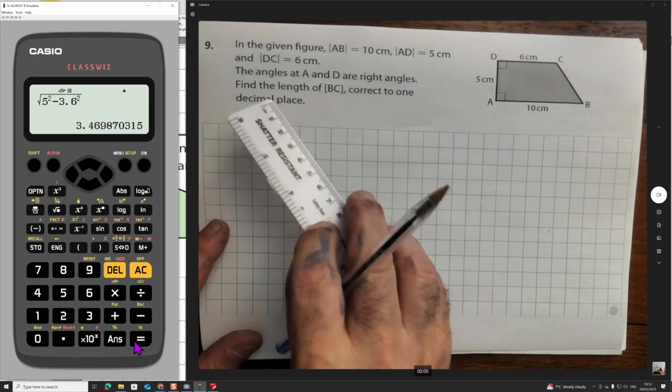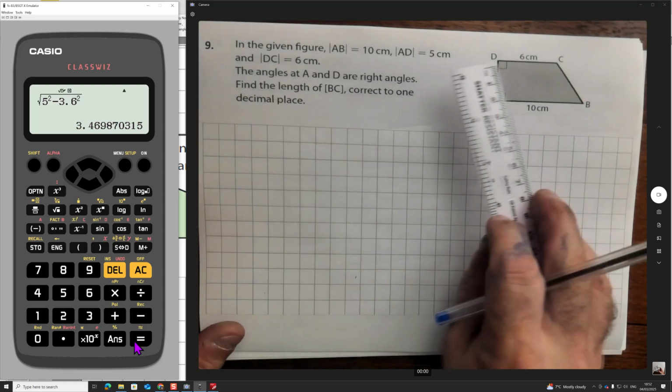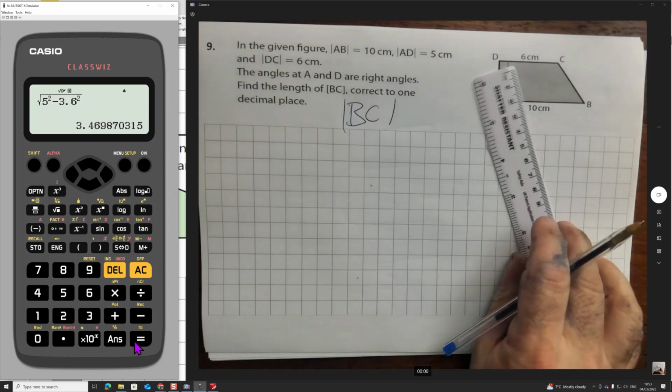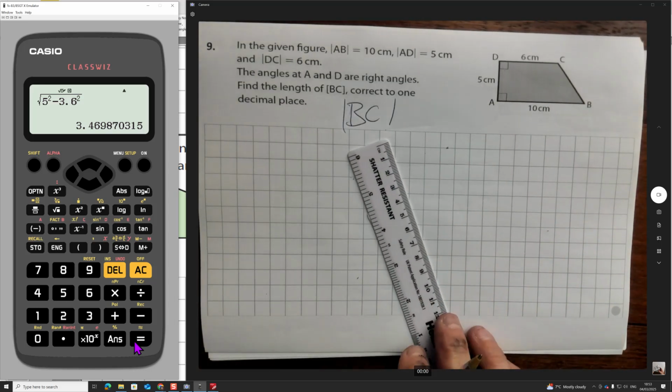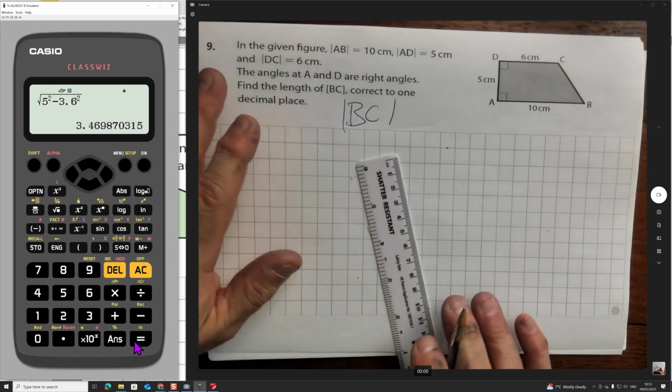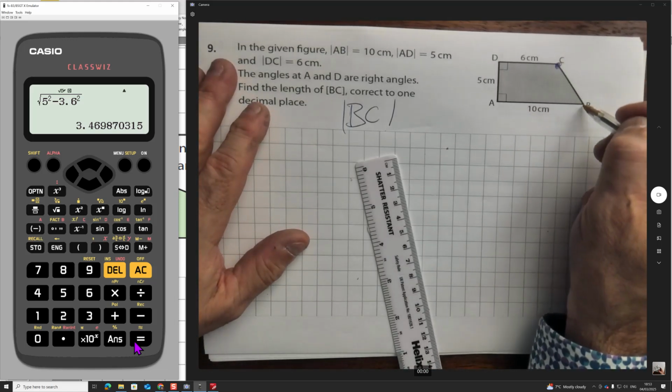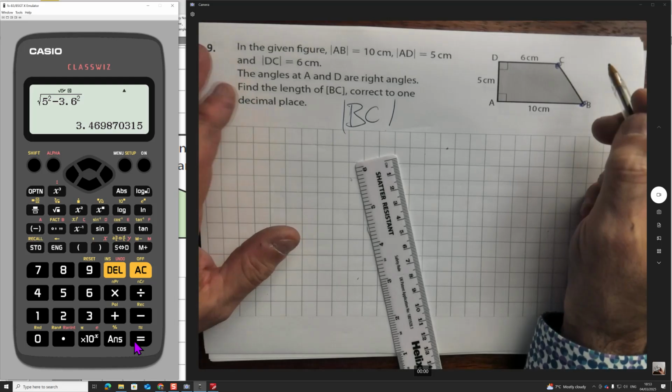They're probably going to ask us to get this. Find the length from B to C, correct to one decimal place. Okay, so problem solving. Let's understand the question. We understand it already. We're trying to find the distance from here to here.